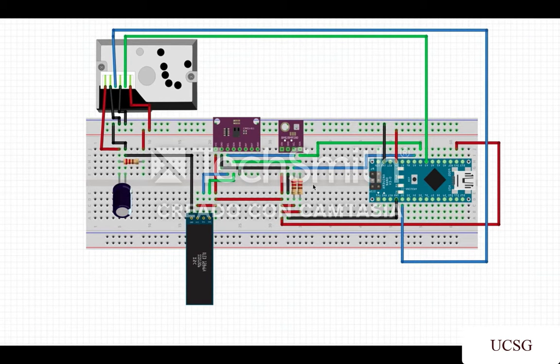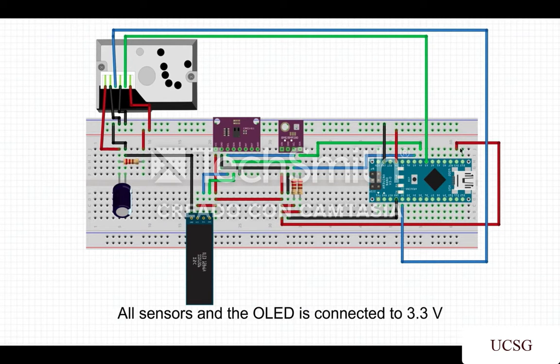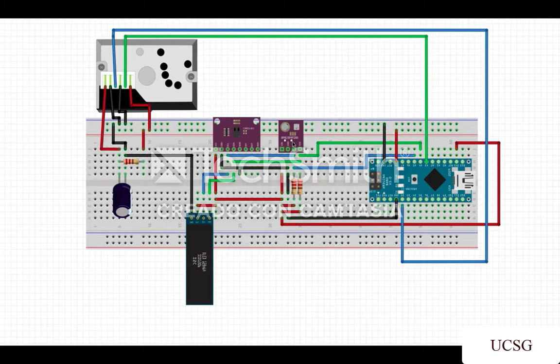We have the two resistors connected to the VCC, and all sensors and the OLED are connected to 3.3 volts.